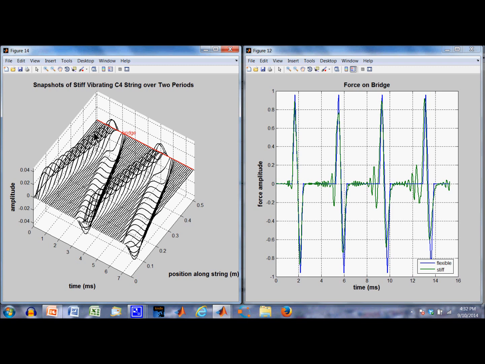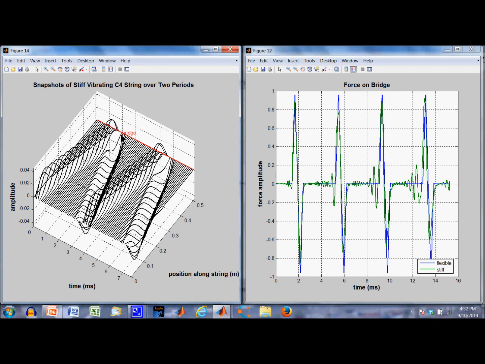moves towards the bridge. While it's moving towards the bridge, the slope of the string on the bridge over here, you can see it's still flat. When the pulse reaches the bridge, there's an abrupt change, and now the slope is negative. It's pulling up on the bridge. And this is showing here. There's a spike in the force for both the flexible and stiff strings.